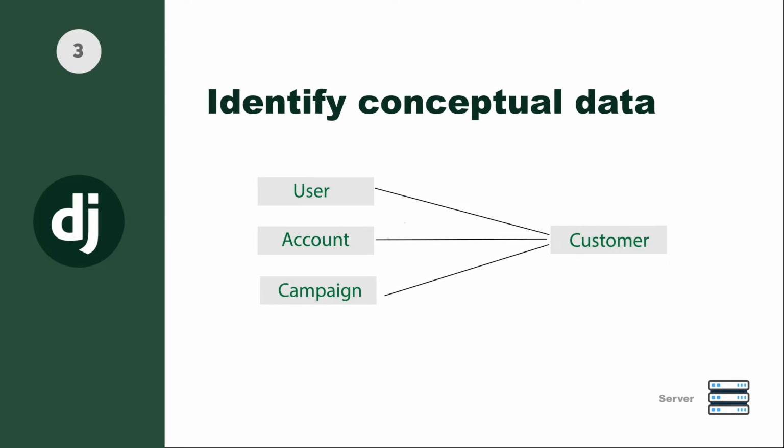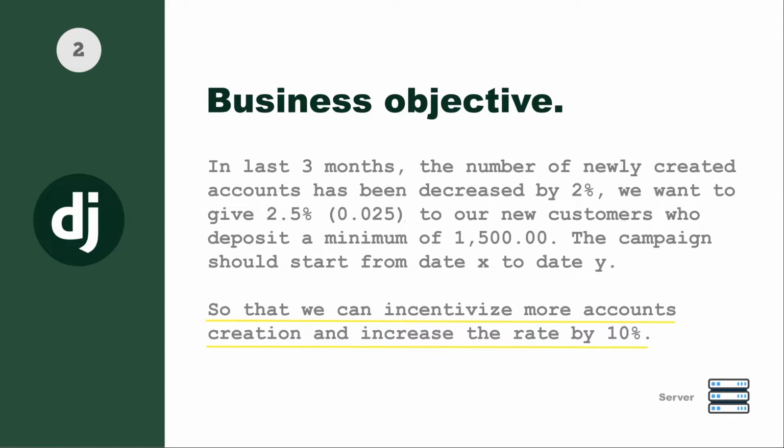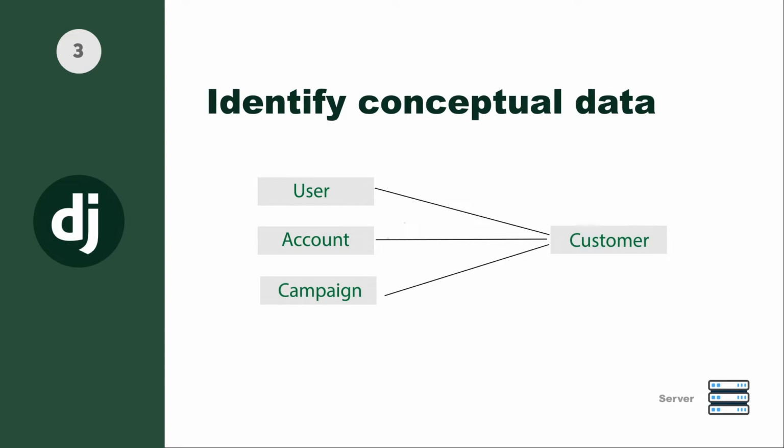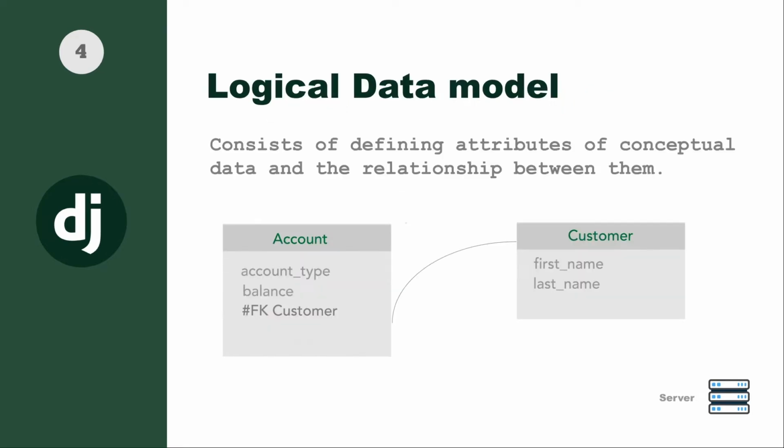The conceptual data, as the word suggests, are just key concepts from the problem. If we read the business objective, we can see the main concept that we are dealing with is customers. We have an account. We also have a campaign, so we need to model a campaign. We need to model a customer. We also need to model accounts. And the assumption here is that we are dealing with a commercial bank. I'll say it again: the assumption here is that we are dealing with a commercial bank, just to avoid confusion and triggers. Okay? After identifying our conceptual data, we need to create the logical data model.